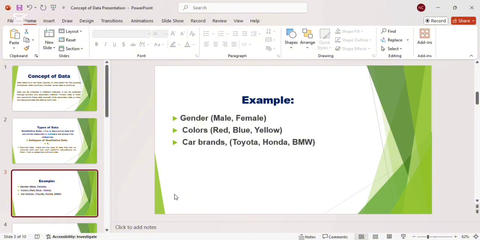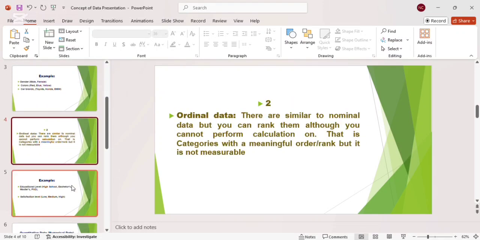Now, we have ordinal data. What is ordinal data? They are similar to nominal data, but you can rank them, although you cannot perform calculations on them. That is, categories with a meaningful rank or order, but it is not measurable. Ordinal data and nominal data are similar, but the only noticeable difference is that while ordinal data can be ranked, nominal data cannot be ranked.